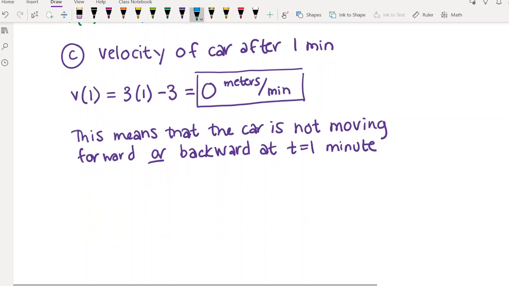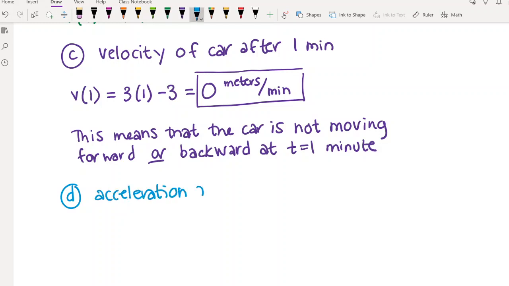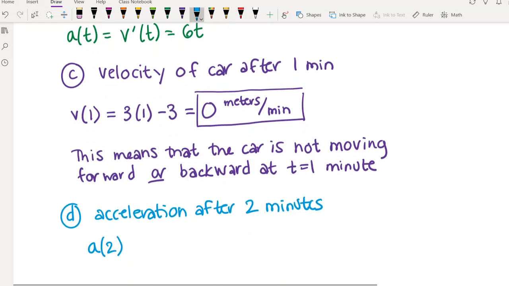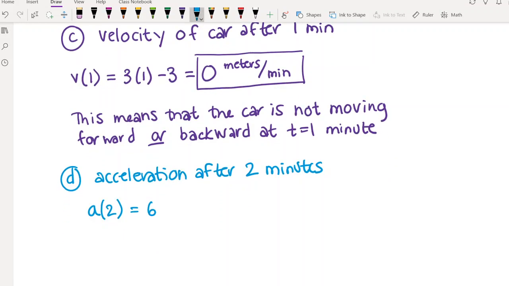So the last question is to find the acceleration after 2 minutes. So that means, and I guess I should write that out, the acceleration after 2 minutes. So that would mean that we're plugging 2 into our acceleration function. So remember, our acceleration function was 6 times t. So we're going to do 6 times 2, which is 12.